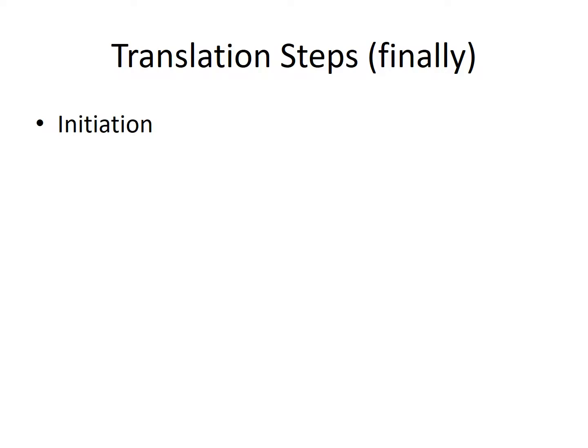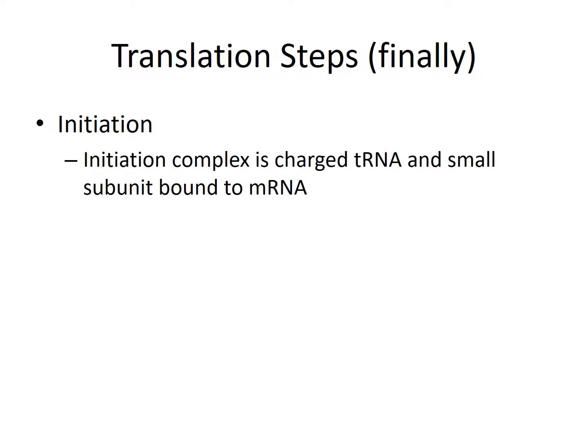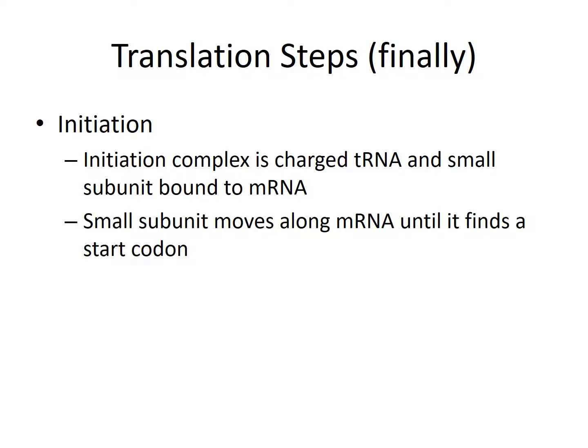First, we have initiation. In initiation, there's going to be a complex of a charged tRNA and a small subunit bound to the mRNA. You need to have those 3 things: the mRNA, the charged tRNA, and the small subunit all put together. Once that happens, the small subunit is going to move along that mRNA until it finds that start codon, that AUG that codes for methionine.